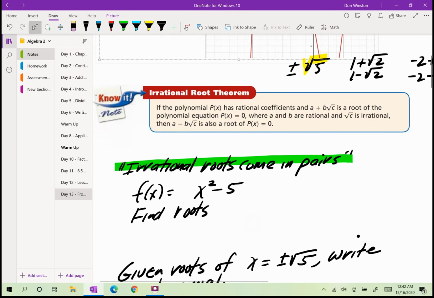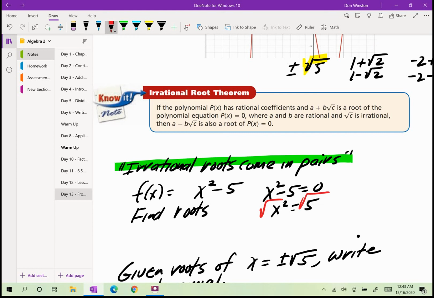Okay, so for example, if I had a polynomial x squared minus 5 and I wanted to find the roots, well, I would just set that equal to 0. Or find the zeros. Finding the roots or finding the zeros is the same. So I would add 5 to both sides, and then I would take the square root of both sides, and I would get x is equal to plus or minus root 5. Again, irrational roots, they come in pairs.